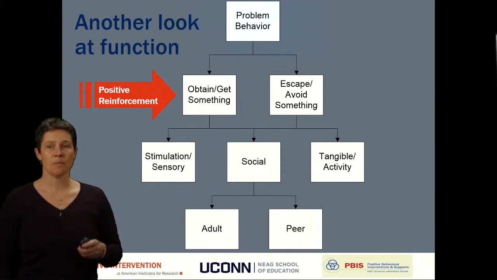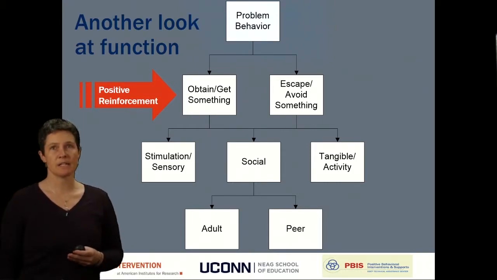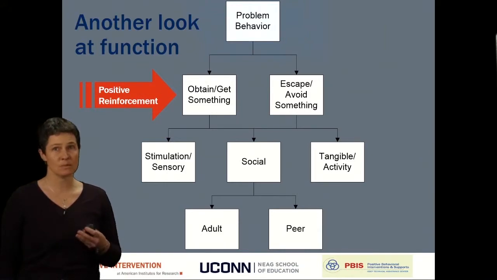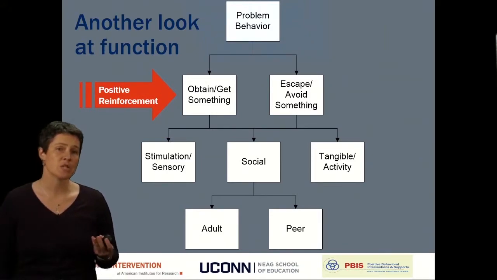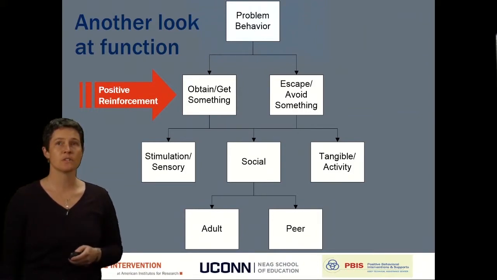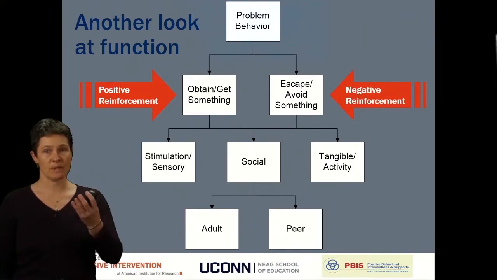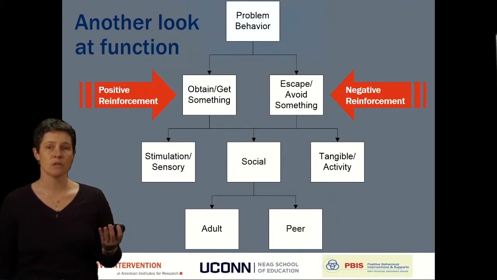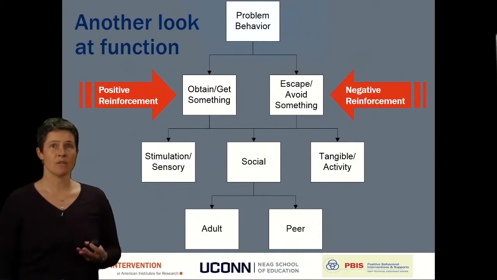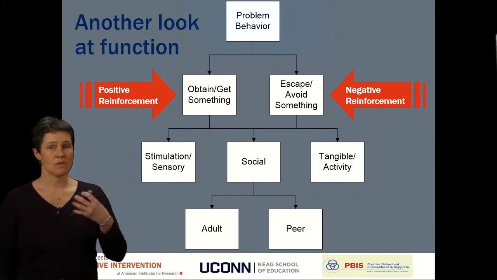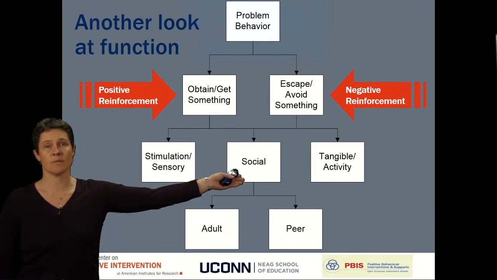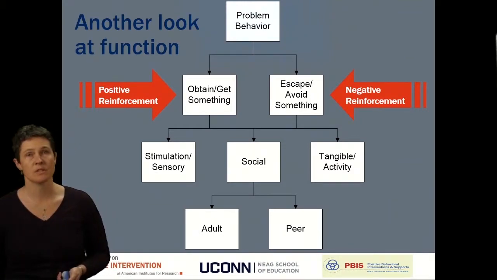So when there's positive reinforcement that's been connected to a particular behavior, we say the function of that behavior is to get or obtain something. And like we said, that could be sensory or stimulation. It could be something social, a tangible activity from either adults or peers. When there's a history of negative reinforcement, that is, we remove something from the environment that causes the behavior to continue or increase in the future, we say the function of that behavior is to escape or avoid something. Again, those somethings can be all of the things at the bottom of this chart: something sensory, something social, or something tangible that can come from adults and peers.